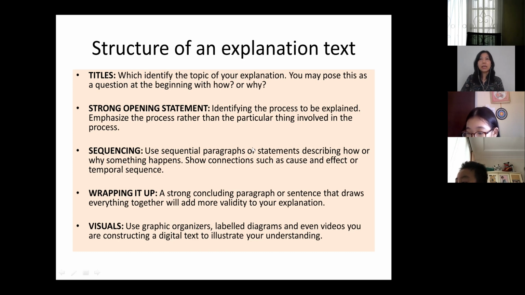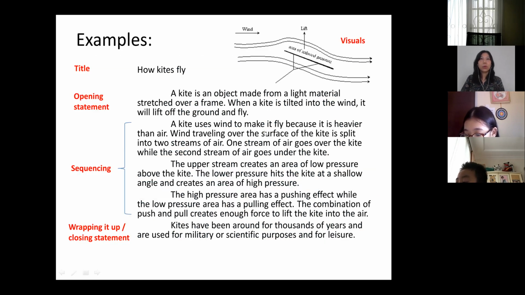Now, this is an example. Here you go. Look at this example. You don't have to write this down. Okay, I just want to tell you how it goes. Here, how kites fly. That's the title. Remember, the title starts with how. And then I have the opening statement. The opening statement is here, a strong opening statement.